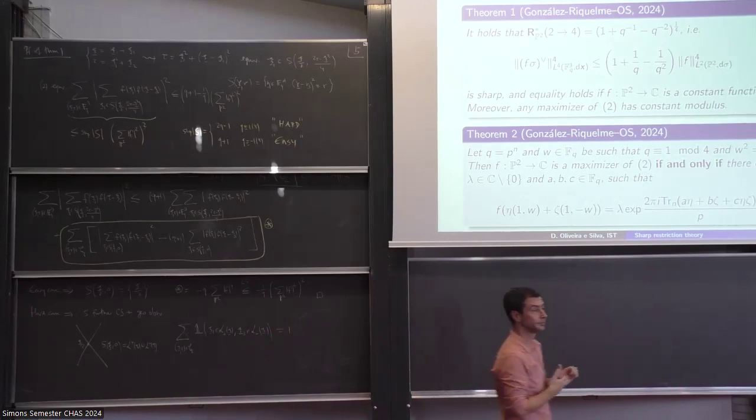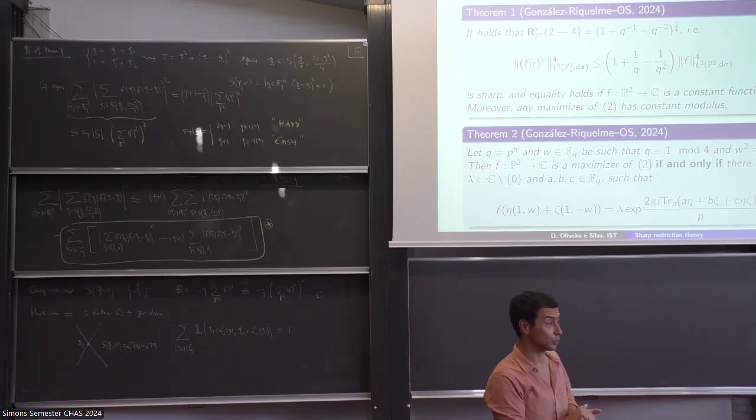I forgot the statement of this theorem, but did you at all consider the case that the characteristic is equal to 2? No. So you mean p equals 2, right?